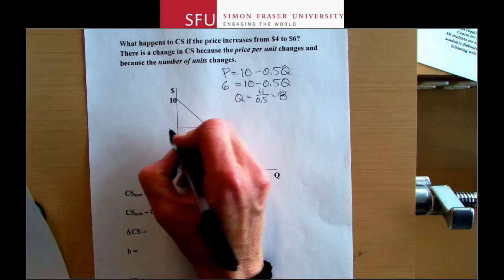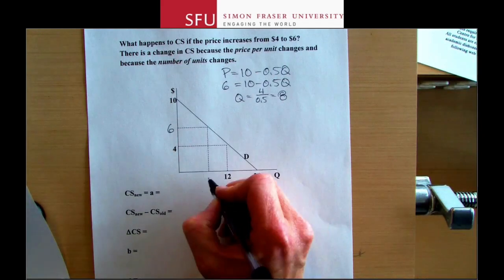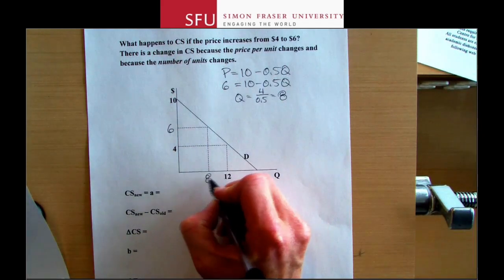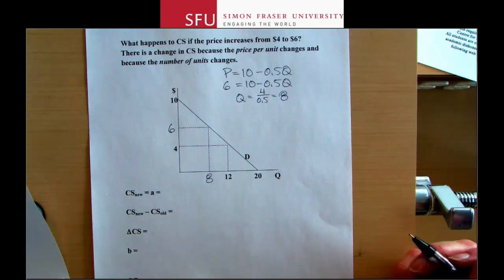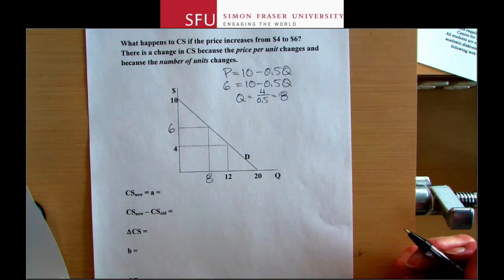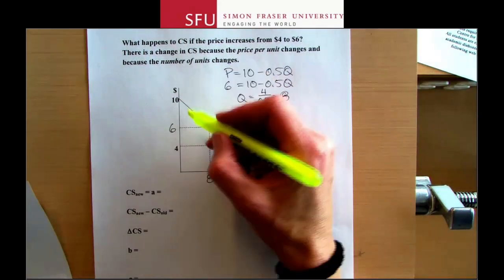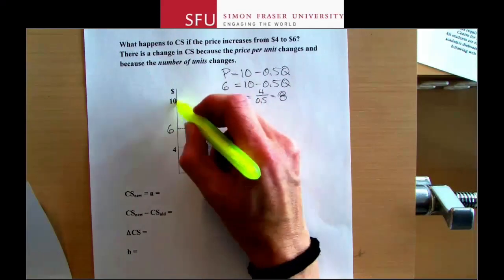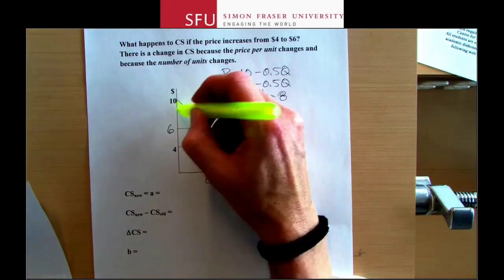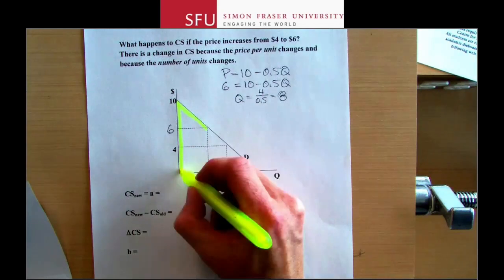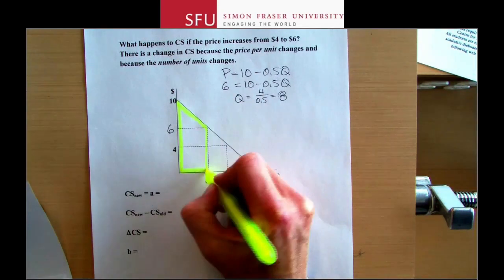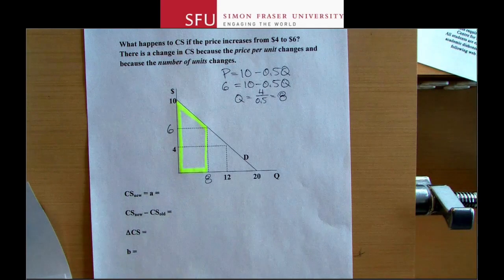Okay, and then we'll put that in the graph. So at $6, there will be 8 units purchased. So 8 units are purchased. So the benefit of the 8 units is this trapezoid now, so a smaller benefit, obviously, because they're getting less of the good.